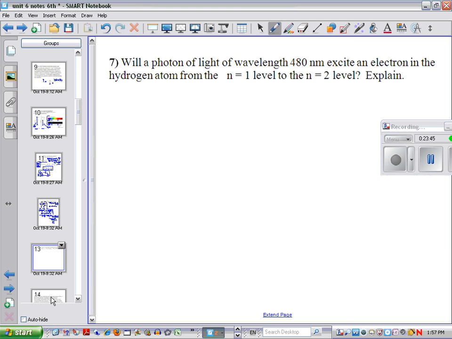I love this next question. When Demo showed it to me, it got me all excited, like an electron in its higher energy state. Will a photon of light that has a wavelength of 480 nanometers excite an electron in the hydrogen atom? So we know we can use that Rydberg equation. From the first energy level to the second energy level, explain. So when you think about this, what they're saying is, I'm going to give you this wavelength, which has a specific amount of energy involved. Is that enough energy to make the electron jump?